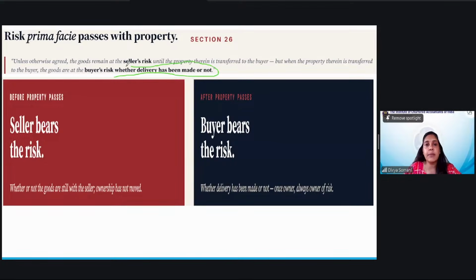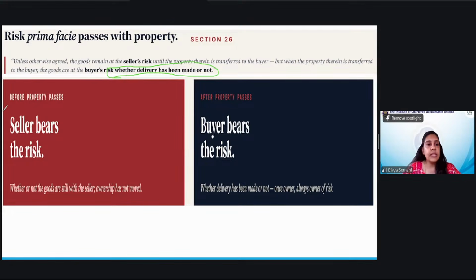So again, just remember the example of constructive delivery, wherein the goods were still in the warehouse of the seller only, and some fire broke out. Then the whole of the loss caused by fire will be borne by the buyer only. It is basically not the loss of the seller. So whether delivery has been made or not, that is not a concern here. It is basically about whosoever has the ownership will have the risk.